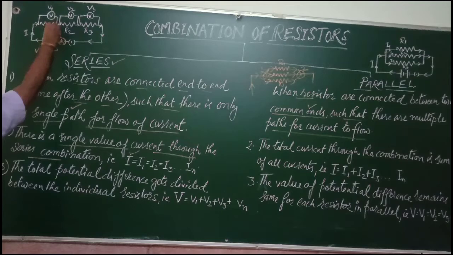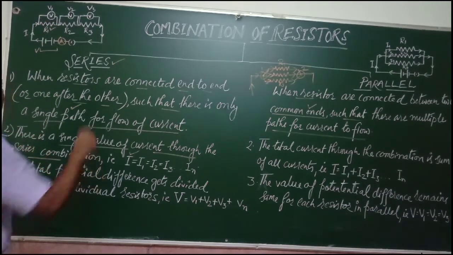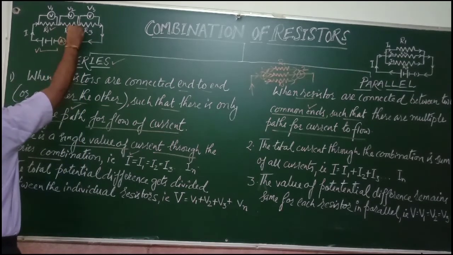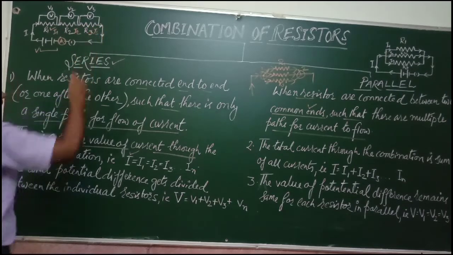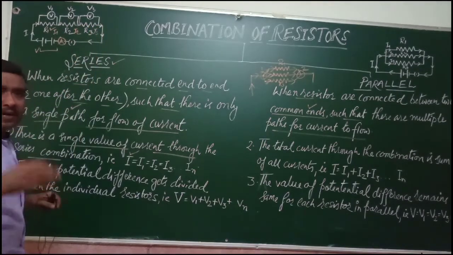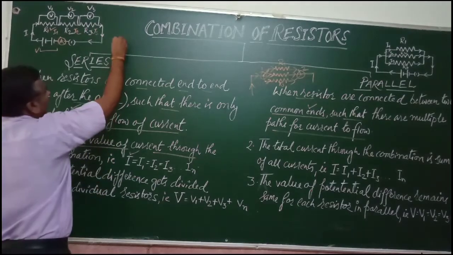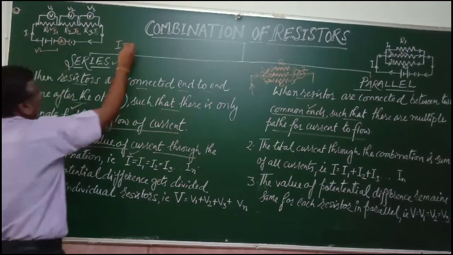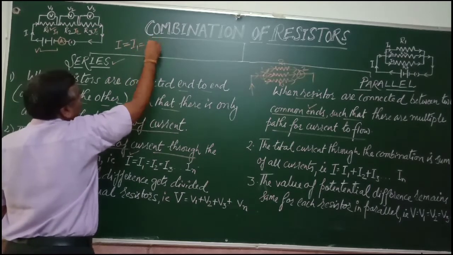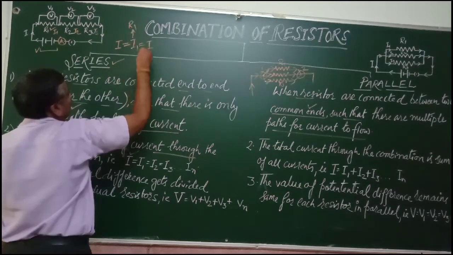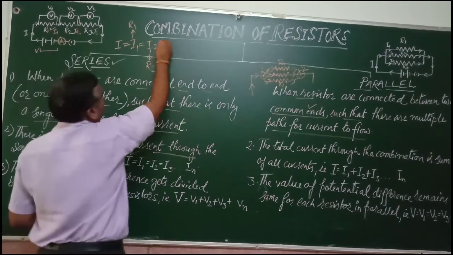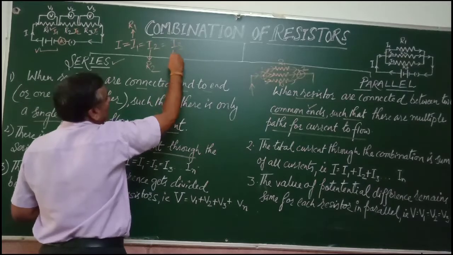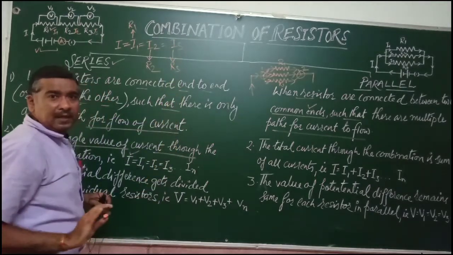So this amount of current, when it flows through R1, we say that it is I1. When it flows through R2, we say that it is I2. And when it flows through R3, we say that it is I3. But when we measure I1, I2, I3, we come to the conclusion that the total current I is equal to I1, that is the current through resistor 1, which is equal to I2. What is I2? The current through resistor 2. And what is I3? I3 is the current through resistor 3, right?